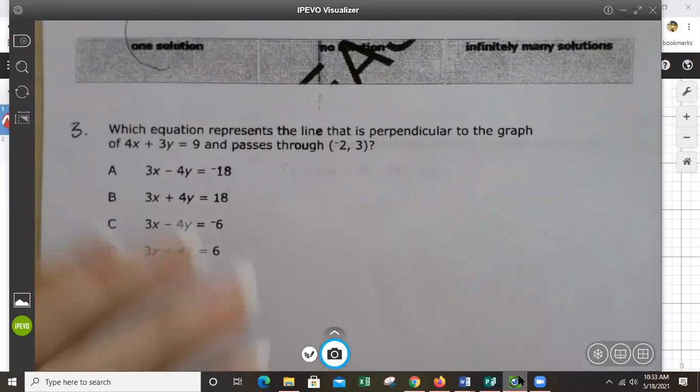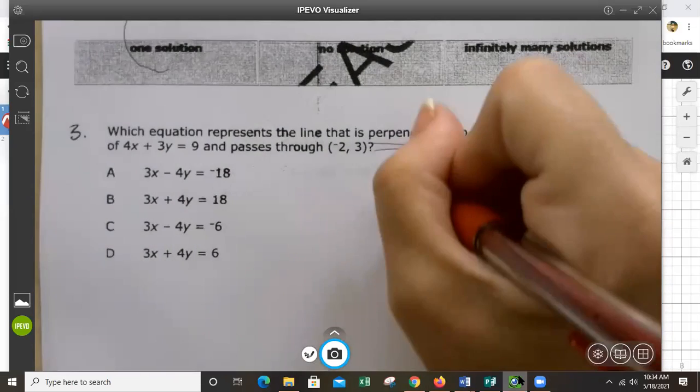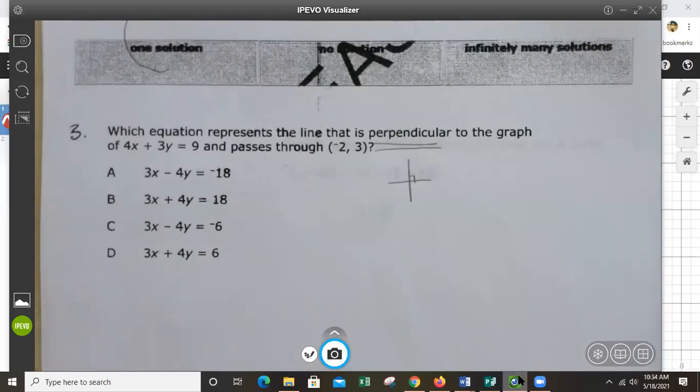Number three. What does perpendicular mean? If two lines are perpendicular. Parallel is don't cross. That's parallel. What about perpendicular? So they cross. How specifically do they cross? Like a X or like a T? Oh, like a T. These cross at 90 degrees. These cross at 90 degrees, okay? So parallel doesn't cross. Perpendicular does.